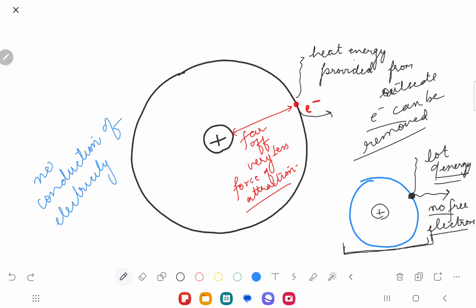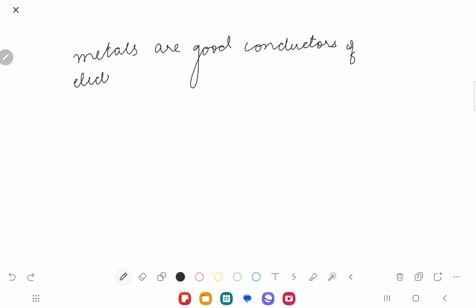So when I say metals are the good conductors of electricity, what is the reason behind that? There are free moving electrons in the metal. So when I say metals are good conductors of electricity, the reason lies behind the fact that they have big atoms. It means that generally, when we talk about the individual atoms of metals, they are bigger in size.